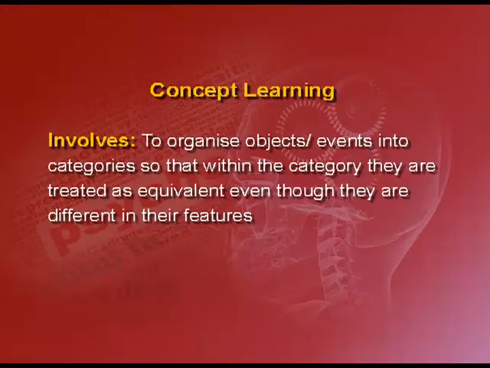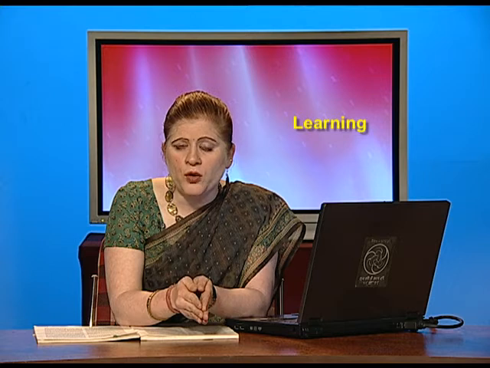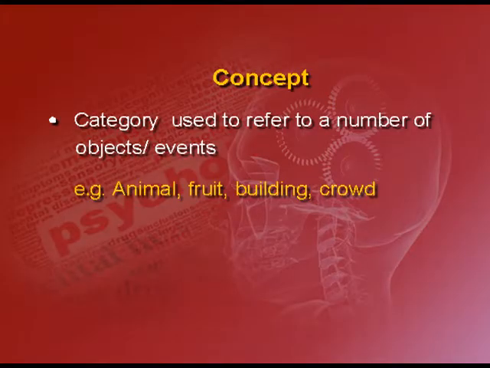What is it? On your screens is the definition. Concept learning involves the process to organize objects, events or organisms into categories so that within the category, these objects, events or organisms are treated as equivalent even though they are different in their features. Well, there are so many things around us. How do we gain understanding of them? We usually place them in certain groups based upon our observations and what has been taught to us in schools or by our parents. So this is where we develop concepts.